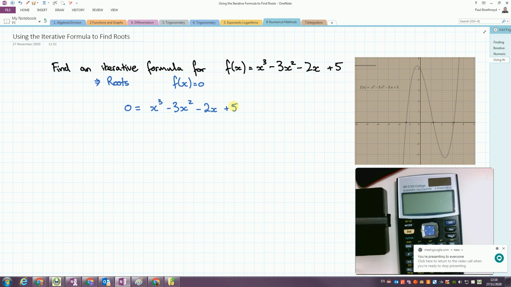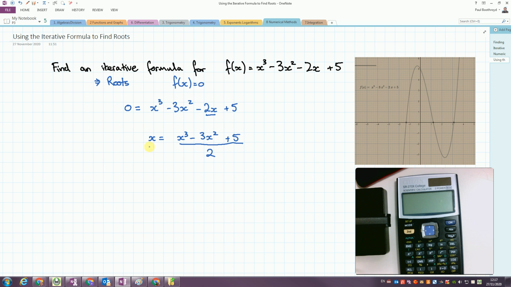Now, what it means by iterative is if you were to put a value of x into one side, it will give you a new value of x as the effect. So we've got three options here. If I do this one, where we get x is equal to x cubed minus 3x squared plus 5, all of it divided by 2, we need to tell the difference between these two things. This is still an equation that will solve that.